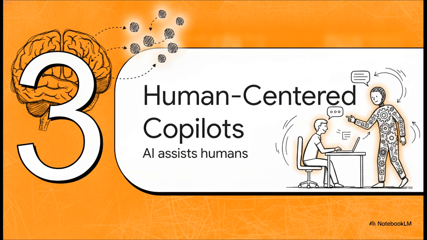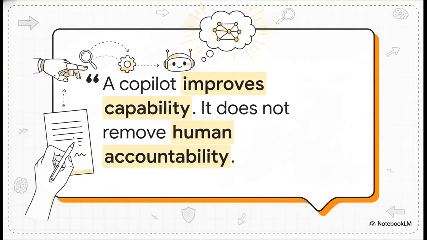All right, Section 3, Copilots, our human-centered AI assistants. Now that our AI actually has the company knowledge and context, we're moving from a system you just query to a system that actively works alongside you at your desk. A copilot improves human capability. It does not remove human accountability. Take a moment to really absorb that philosophy, because it's the single most crucial rule of enterprise AI.